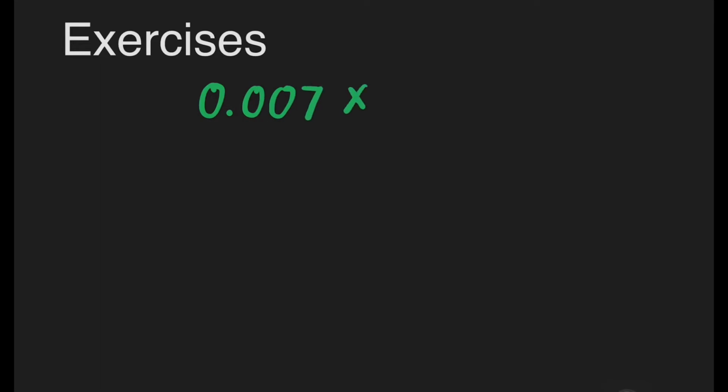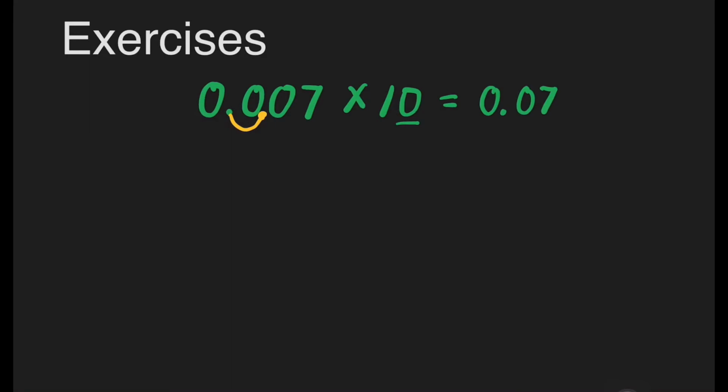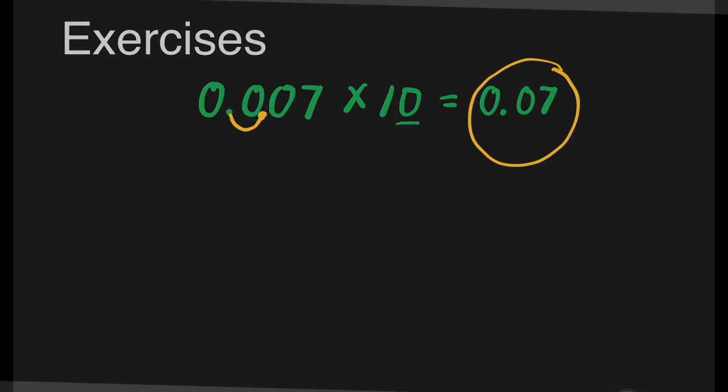Another example, 0.007 times 10. Okay, so it means we will just move one decimal place to the right. So our answer will become 0.07. That is 7 hundredths. That's our final answer.